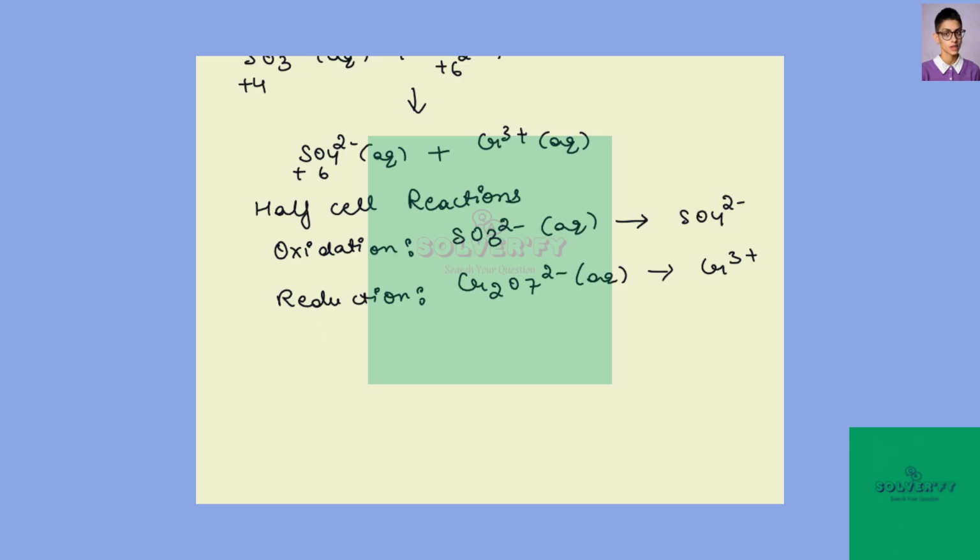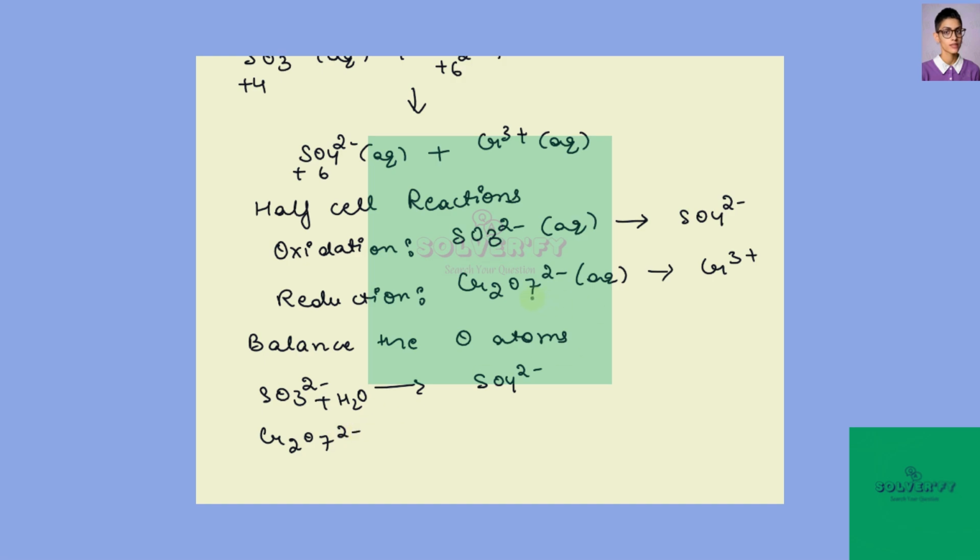Now let's firstly balance the oxygen atoms. On the oxidation reaction, SO3 2- gives SO4 2-. There are 4 oxygen atoms on the product side and 3 on the reactant side, so one water molecule is added to balance the oxygen atoms. Now in the reduction reaction, there are 7 oxygen atoms on the reactant side, so on the product side we need to add 7 water molecules to balance the oxygen atoms.